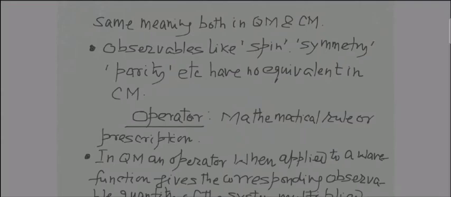Now some of the observables might have the same meaning in quantum mechanics and classical mechanics. Some might have different meanings in quantum mechanics and classical mechanics. Some might be defined only in quantum mechanics, and they do not have any equivalent in classical mechanics. That is also possible.